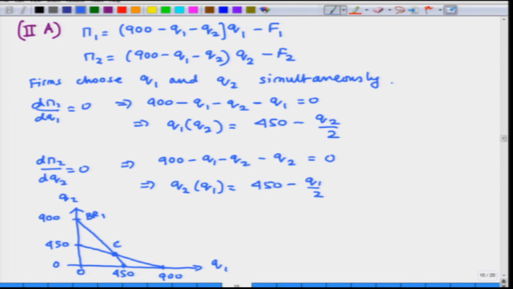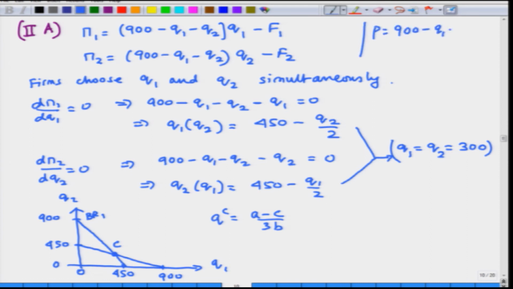So, if we solve these two best response functions simultaneously, we will have the Cournot output q1 equals q2, which is equal to 300, right. Notice that the Cournot solution is A minus C divided by 3 times B, and our inverse demand curve is 900 minus q1 minus q2. So, A is essentially 900, the marginal cost is 0, and B is essentially 1.